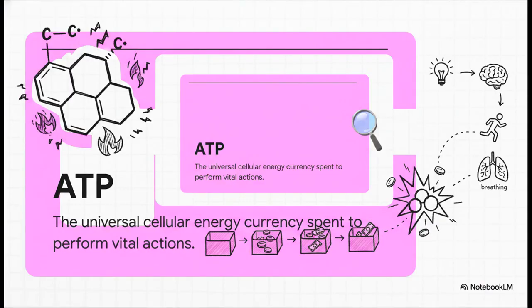But here's the catch. Cells can't just take a molecule of glucose and release all its energy at once. If we simply broke all those carbon bonds in one go, the massive release of energy would just burst into useless, damaging heat. We'd literally burn up from the inside. So instead, we have to trap that energy step by step into a biological bank. And the currency we use for that? It's called ATP, or adenosine triphosphate. This is the universal cellular energy currency. Everything you do, thinking, moving, even just listening to me right now, spends ATP.